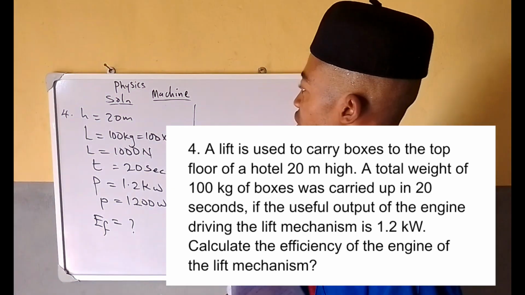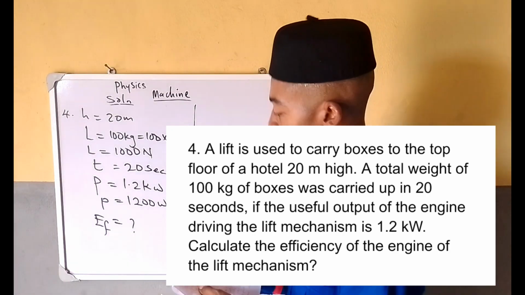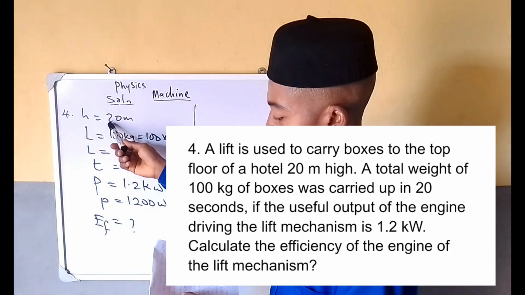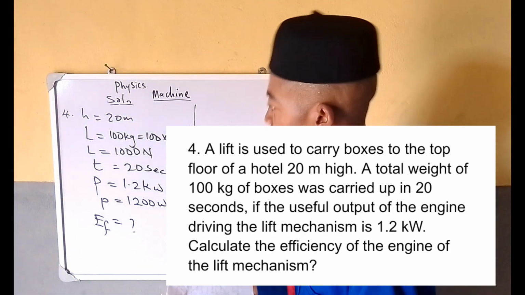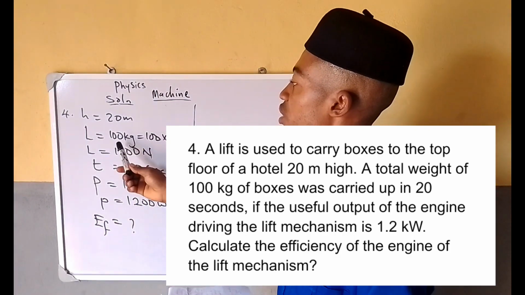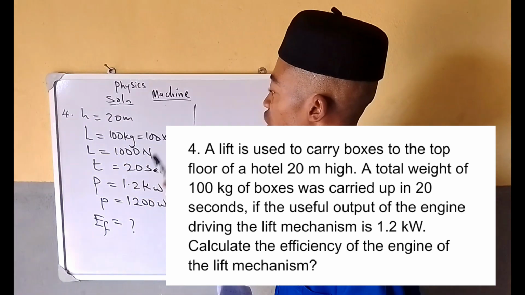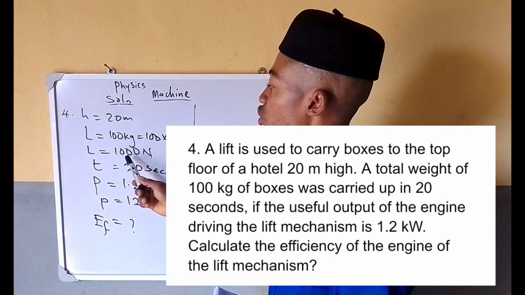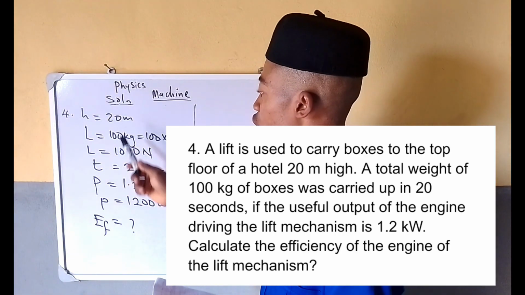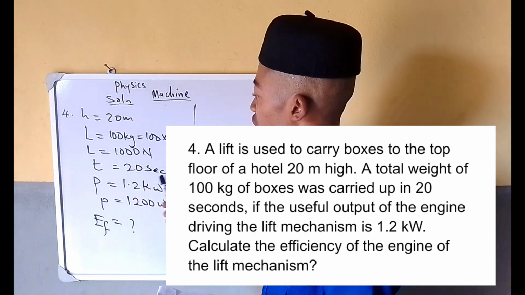So in the question, you can see the parameters. You are told the height of the hotel is 20 meters. Then the load, a total weight of 100 kg. That is the load. The load is 100 kg, but to change the 100 kg to Newton, you multiply kg by 10. That will give you 1000 Newton. Then the time for carrying this load by the engine or by the lift is 20 seconds.